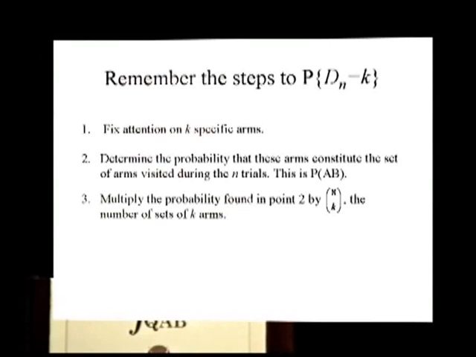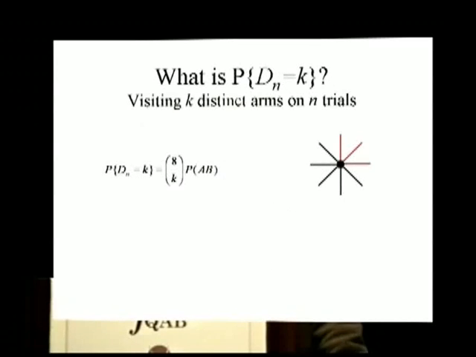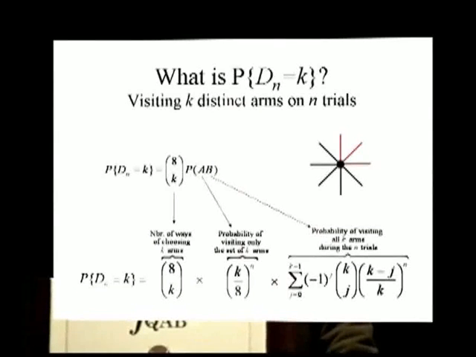This is the hard part. And then, of course, this is just for k specific arms. Well, we have combinations of n, k at a time. We put this together and we have our solution. So, remember, the formula looks like this. Number of ways of choosing k arms times the probability of visiting only the set of k arms times the probability of visiting all k arms.